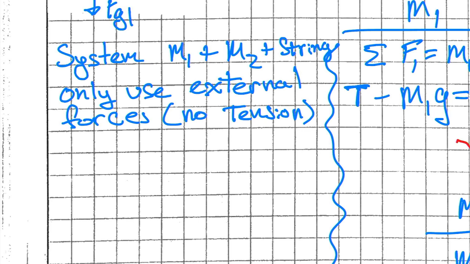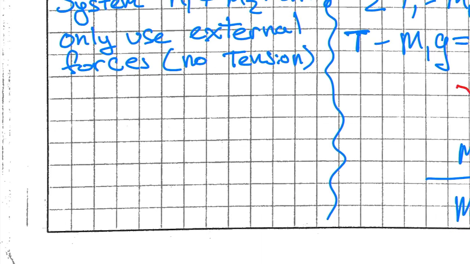So tension is now a force between M1 and M2. And since it's not external to the system, it won't affect the acceleration of the system. So with only external forces, I need to say the sum of the forces on the system equals the mass of the system times the acceleration.